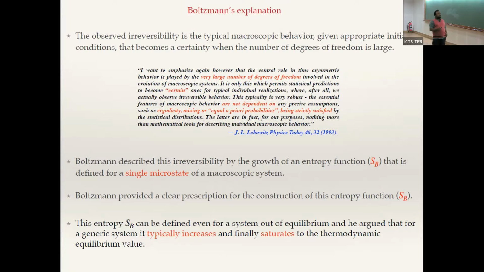Boltzmann tried to describe this irreversible behavior by the growth of an entropy function that he defined for a single microstate of a macroscopic system, not for an ensemble of states as we usually do in statistical mechanics. He provided a clear prescription for the construction of this entropy function. In his construction, one can define this entropy even for a system out of equilibrium at any time. For a generic system, he argued that it will typically increase and finally saturate to the equilibrium value.